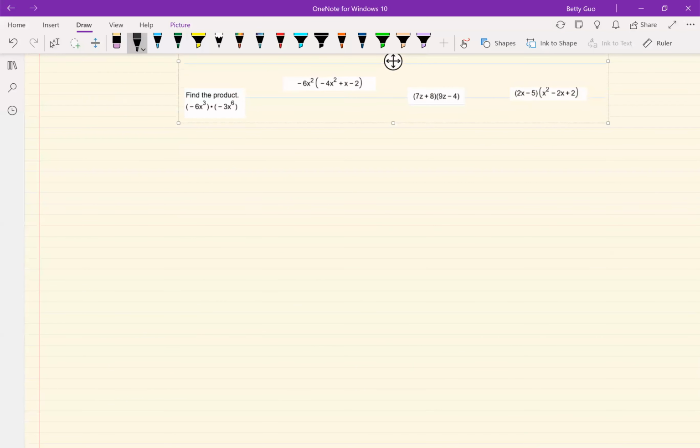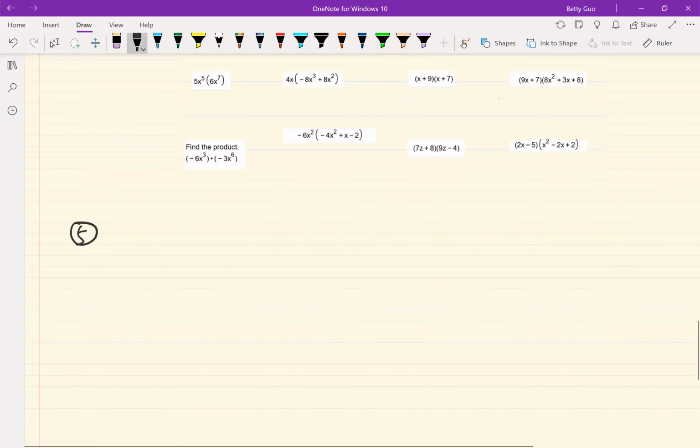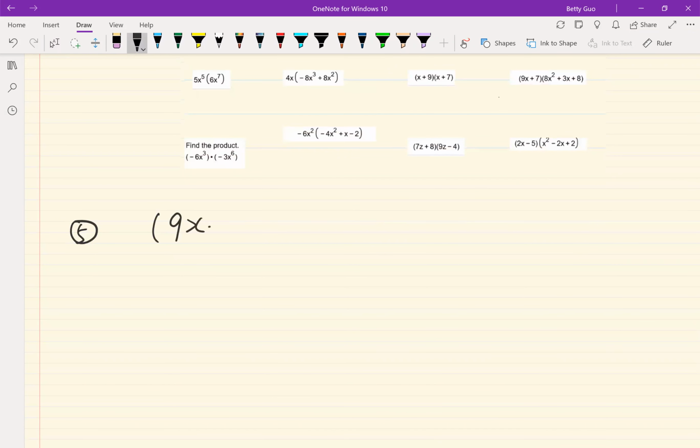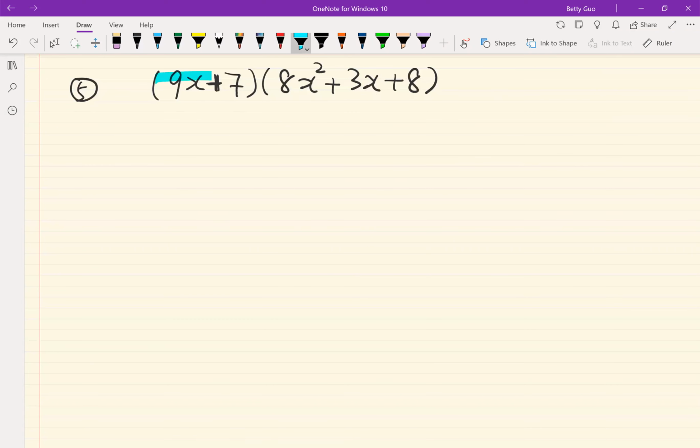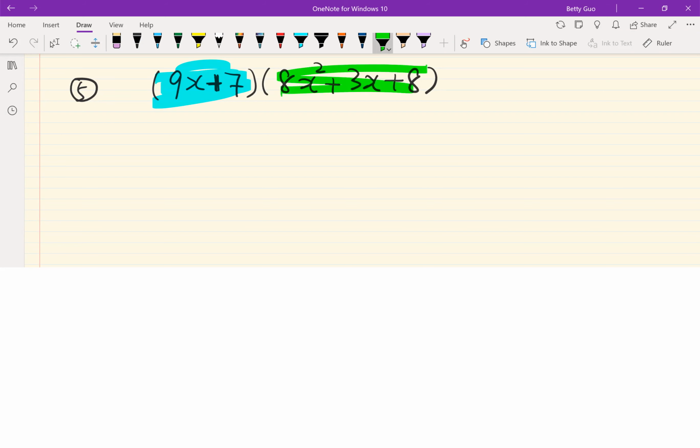Number 5. We're going to see how to multiply 9x plus 7 by 8x squared plus 3x plus 8. What type of polynomial is the first one? Monomial, binomial, trinomial? Binomial, right? What about the second polynomial? Trinomial.